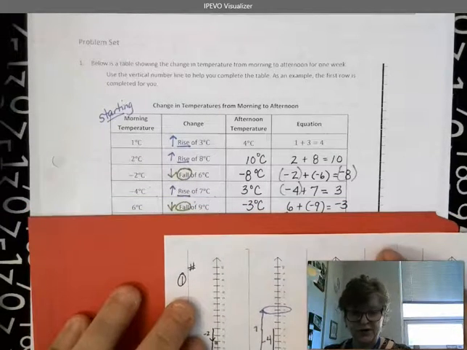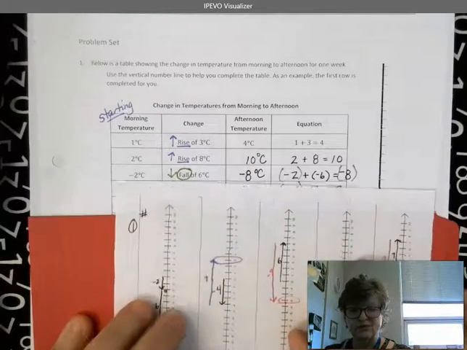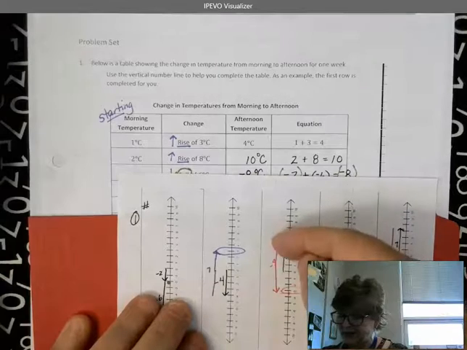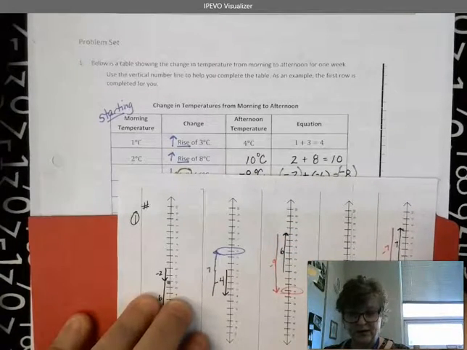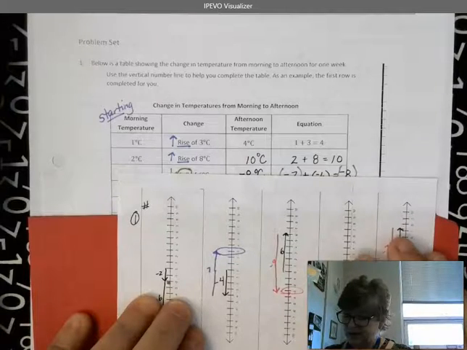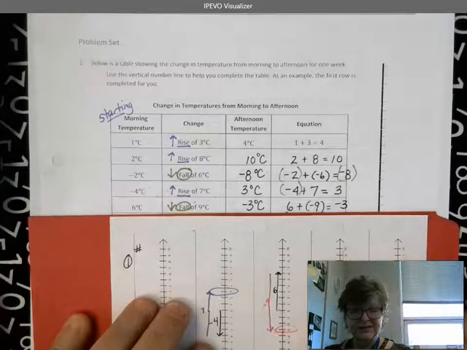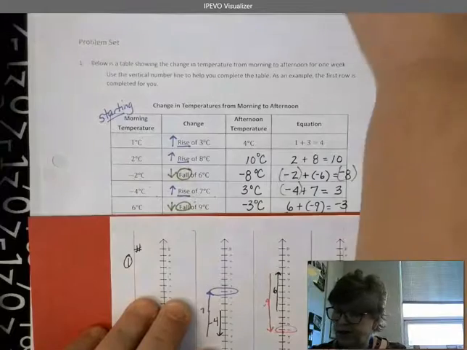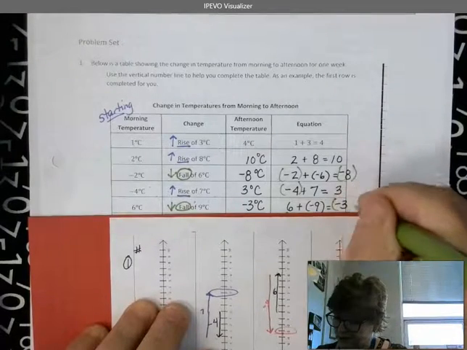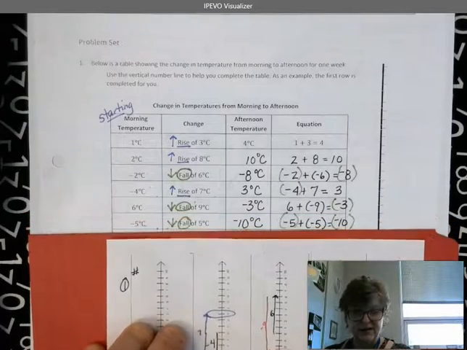At 6 degrees, the temperature falls 9 degrees. That means I'm dropping, and it has to be a negative. As I make that drop, you can see that it's going down. And my final temperature is -3 degrees Celsius. 6 plus -9 equals -3. And again, you could put this in parentheses if that assists you with seeing that as the negative.